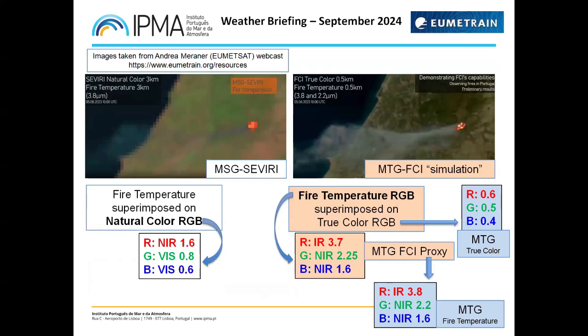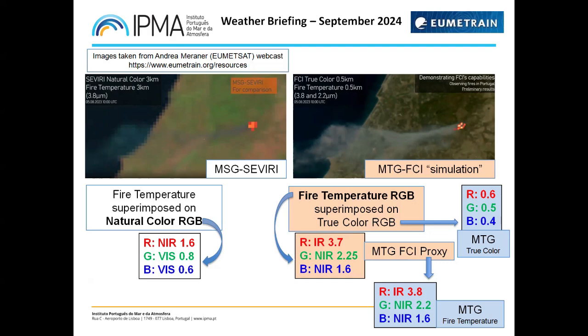Now talking about the near future and the advantages of MTG over MSG, it is possible to simulate the difference between SEVIRI and FCI sensors using a polar satellite with the sensor MODIS, which has similar characteristics to the FCI sensor. On the left, we have natural color RGB from MSG, superimposed by a fire temperature product based on the 3.9 channel of MSG. And on the right, we have a true color RGB, similar in resolution to the same RGB from MTG, and superimposed by a fire temperature RGB that uses channels similar in spectral and spatial resolution to the MTG channels.